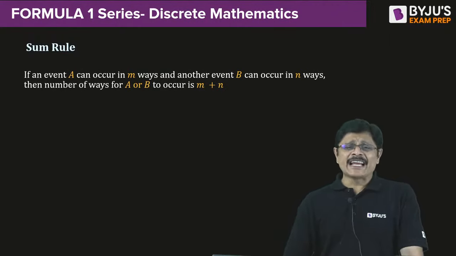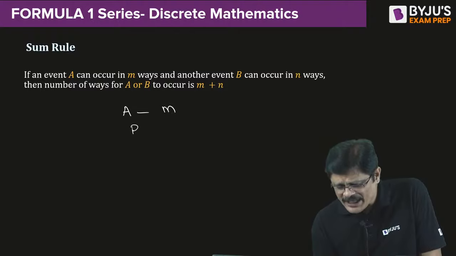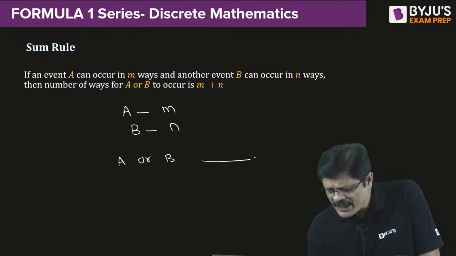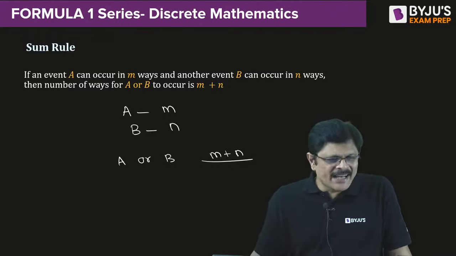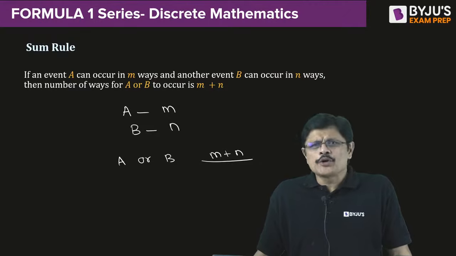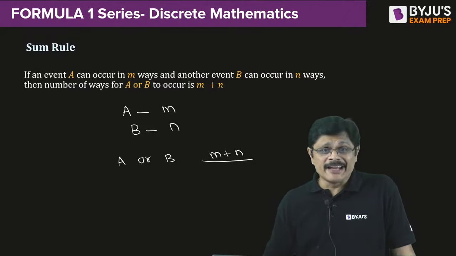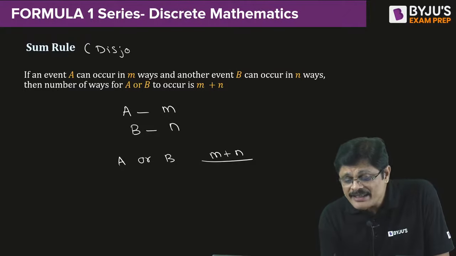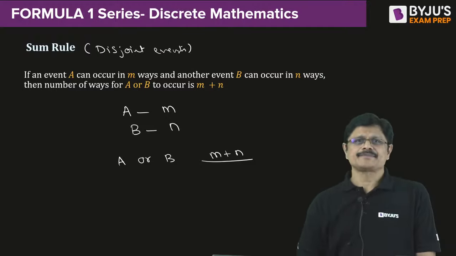Suppose an event A can happen in m ways, another event B can happen in n ways, then A or B can happen in how many ways? A or B can happen in m plus n ways. Generally everyone knows this rule, but actually, when you say sum rule, one important point to be noted here is these two events are disjoint events.